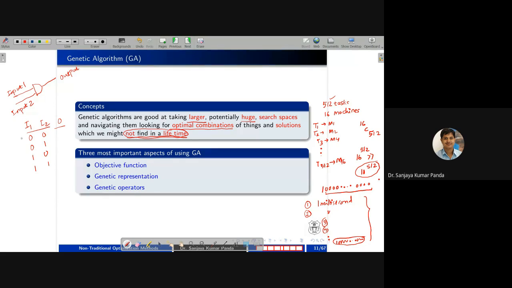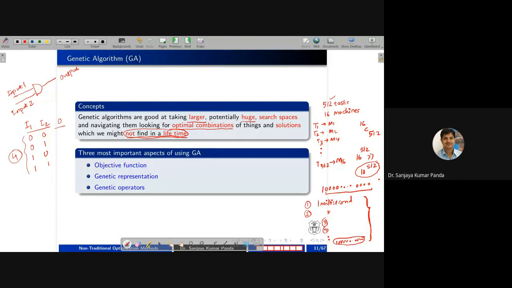Now see how many possible combinations you have here. There are four different possibilities. But in the earlier case, how many possibilities did we see? We saw 10 to the power 512 possibilities. Actually it is 16 to the power 512, but we took 10 to the power 512 for easy calculation. For this case, we have only four possible cases.